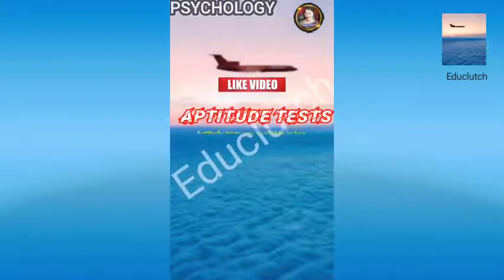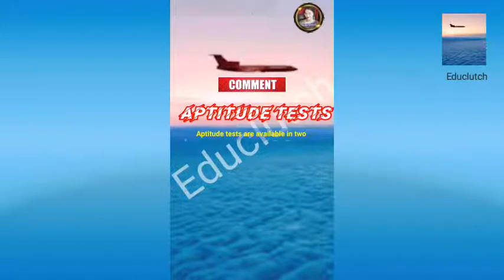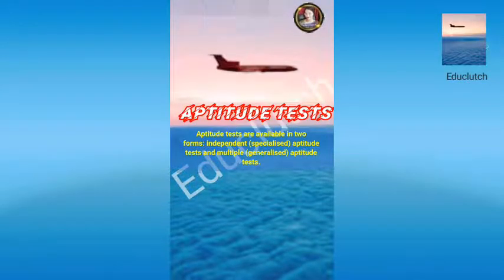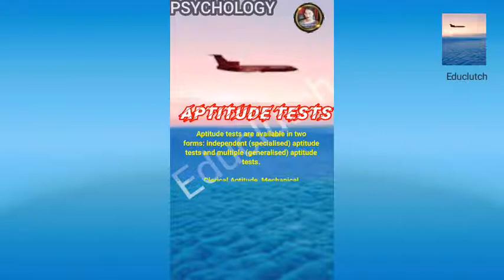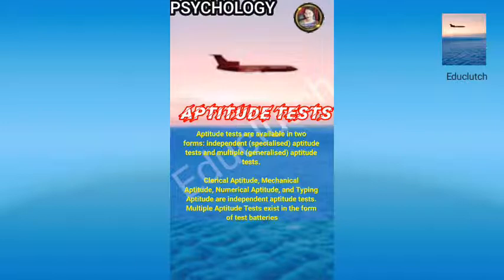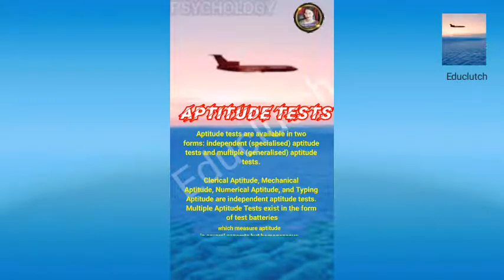Aptitude tests are available in two forms: independent, that is a specialized aptitude test, and multiple, that is generalized aptitude test. So clerical aptitude, mechanical aptitude, numerical aptitude, and typing aptitude are independent aptitude tests. Multiple aptitude tests exist in the form of test batteries, which measure aptitude in several separate but homogeneous areas.